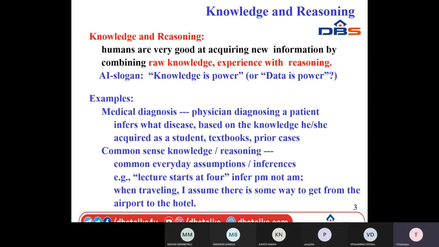Next, common sense knowledge or reasoning: the common everyday assumptions or inferences. For example, a lecture starts at 4, we infer PM, not AM. When traveling, I assume there is some way to get from the airport to the hotel. He is saying it can be assumed there will be a path to travel from the airport to the hotel. These are examples of acquiring knowledge with the help of existing knowledge or data.